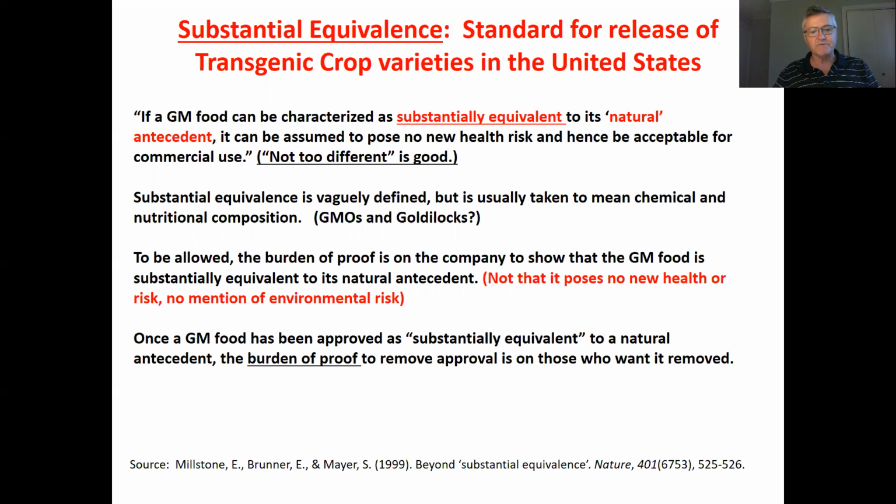So there's lots of concern about environmental risk. Once a GM food has been approved to be substantially equivalent to a natural antecedent, so a natural origin crop or parent material or natural comparator, then the burden of proof to remove approval is on those who want it removed. So anyone who would say, we believe that there are health effects of glyphosate, and glyphosate's already approved as it is seen as similar chemically to some other pesticide, you would have to go above and beyond to show that there was a negative effect, and that's really difficult to do.